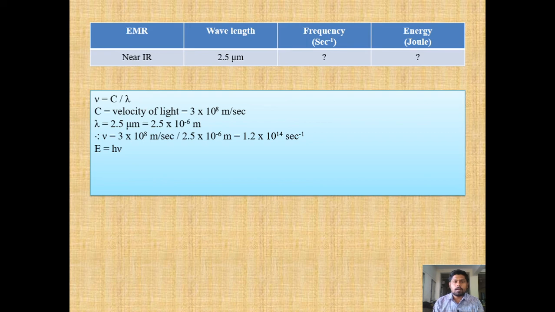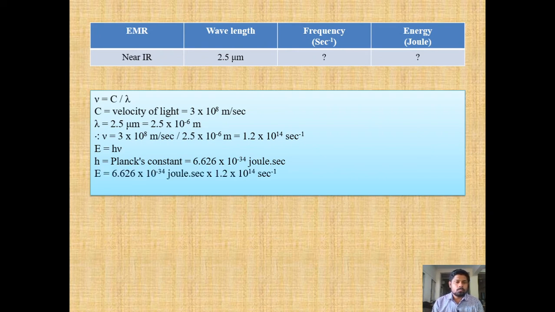Now, how can you find out the value of energy? You know the relationship between energy and frequency is E equal to h nu. Here h is the Planck constant, 6.626 into 10 raised to minus 34 joule second, or 6.626 into 10 raised to minus 27 erg second. You must remember the value. So put the values here.